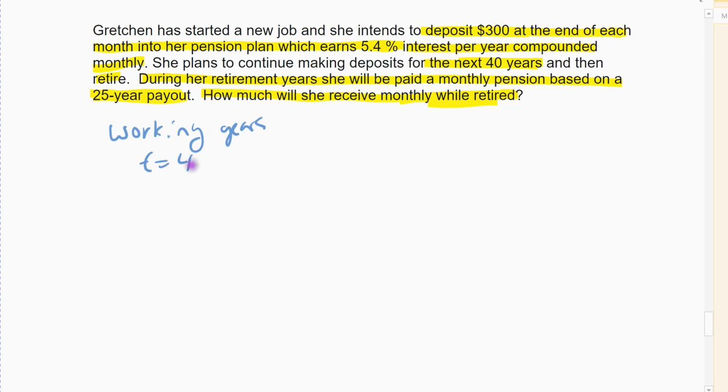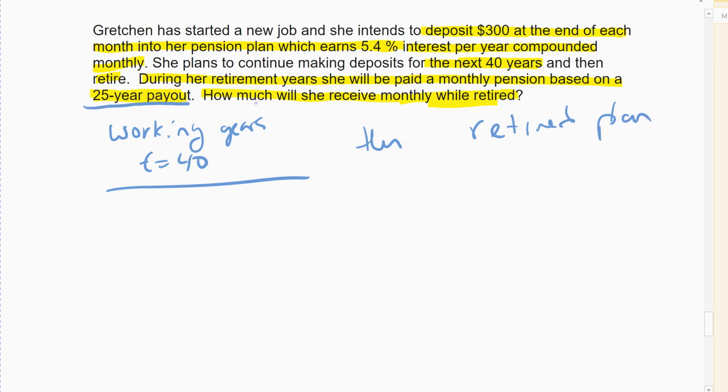which were working, she's planning to work for 40 years. And then the retired years. Retired plan, and her plan is based on a 25-year payout, which means the pension will last for 25 years. If she lives beyond the 25 years, she'll have exhausted this particular retirement plan. Then she'll have to live off Social Security or whatever retirement she's got out there. All right, so those are the two things. So I've got to fill out my TVM solver twice for the working years and the retirement plan.